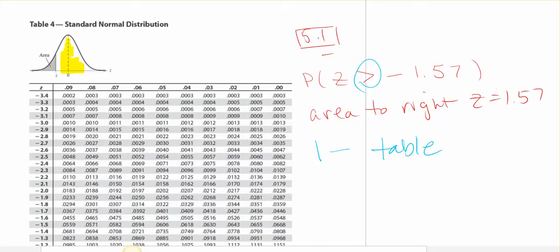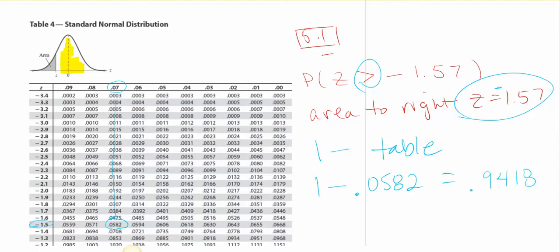So let's go look up this negative 1.57. Negative 1.5 is right here, and the 7 is here. So we come down this column and we're looking at this value right here. And so in order to answer this question, 1 minus 0.0582 is the work we need to do. So the area would be 0.9418. So it's all about how that question is worded. Okay, so greater than, we're going to have to do 1 minus. Less than, directly from the table.